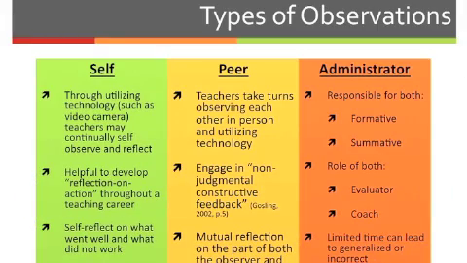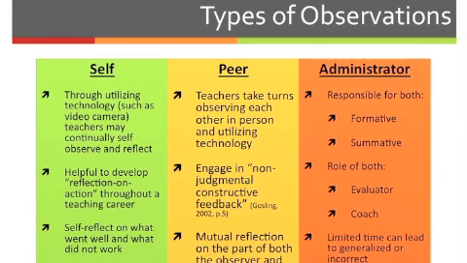Now, there are many types of observation, but here we'll look at three different types: the self-evaluation, the peer evaluation, and the administrator observation. The self-observation can be done through utilizing technology such as a video camera and can assist teachers in observing themselves while teaching. This can lead to teachers reflecting on their actions and helps teachers understand what went well in their lessons and what did not work. They can use what they've learned to help improve their instruction, and self-observation doesn't have to be shared with anyone. It can just be kept to yourself.